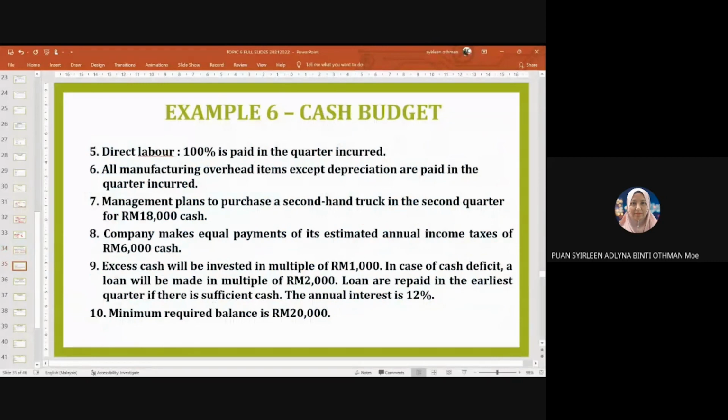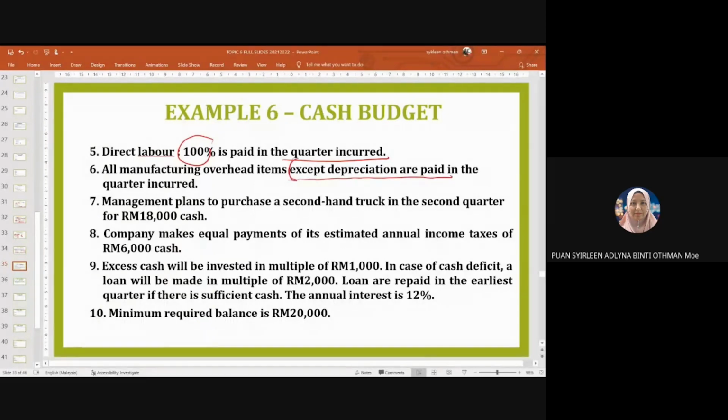Alright. And then direct labor, maksudnya saya buat direct labor budget dan direct labor budget tu ialah 100% paid in the quarter incurred. So kalau kata direct labor budget tu untuk bulan 1, 2, 3 terus dibayar pada bulan Mac. Okay, so all manufacturing overhead items except depreciation are paid.